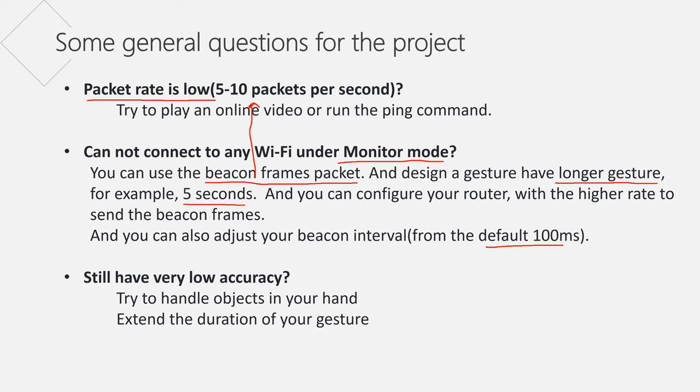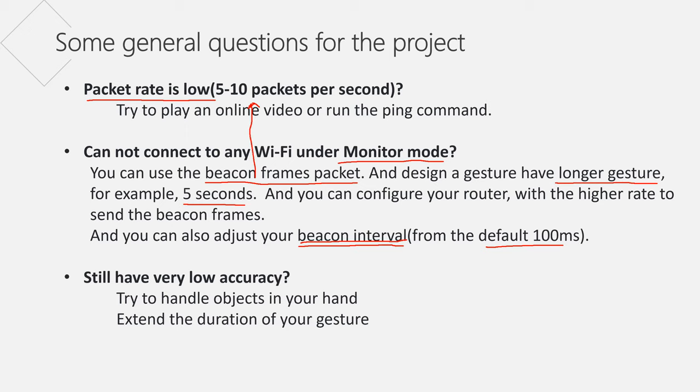And you can also change the beacon intervals on your router or on your mobile phone if you can. You need to figure it out by yourself. And you can even try to use the beacon frames from different hotspots. You can create 2 hotspots or even 3 hotspots, and so you have 2 or 3 times the beacon frames at the same time. So you will have several senders to get the packets. That can also work.